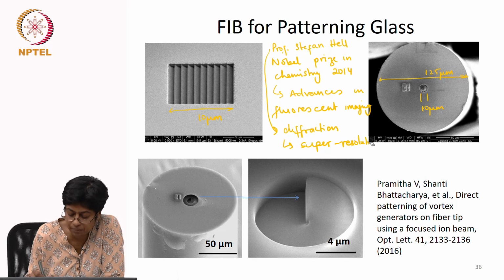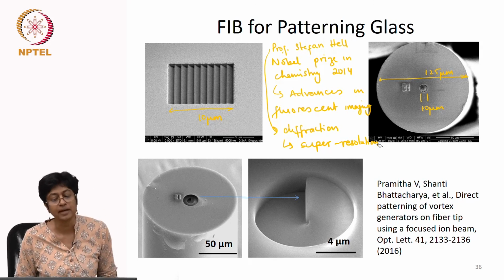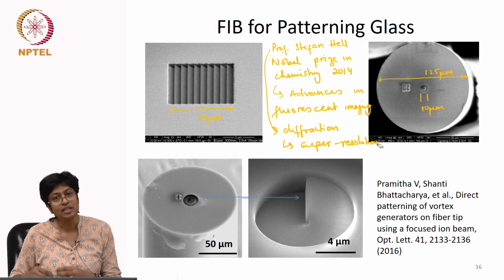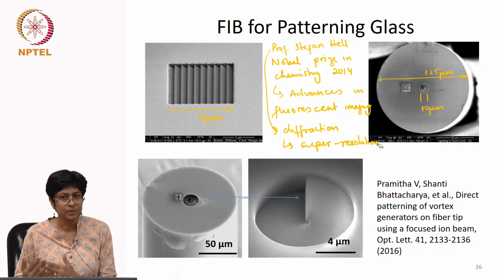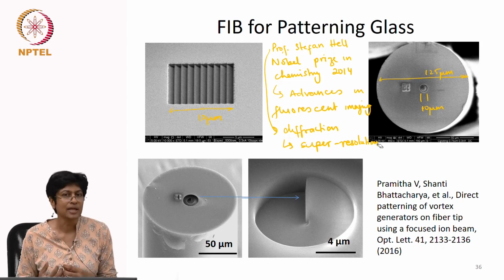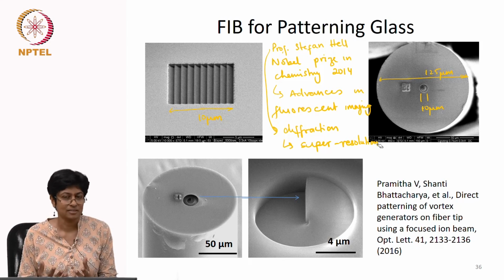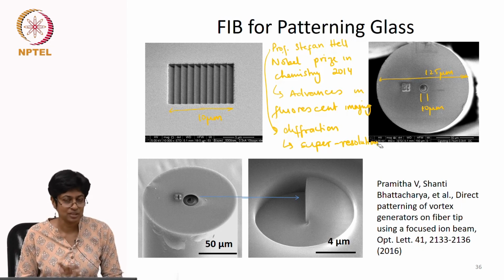So I'm not going to talk about the system today, but I will urge you to go and read up on that, because it's interesting that he used the idea of diffraction, which normally an imaging person will think is a problem for imaging. He used that to achieve better than a diffraction limited system. And so that's very interesting.